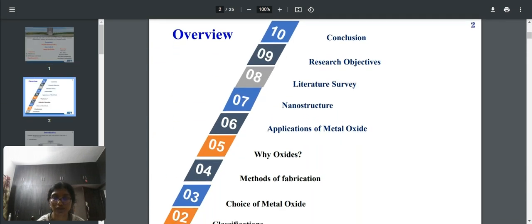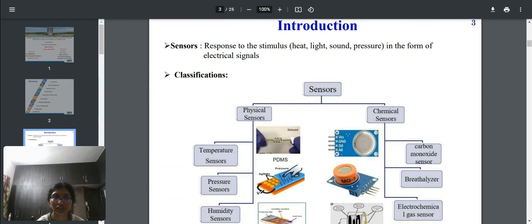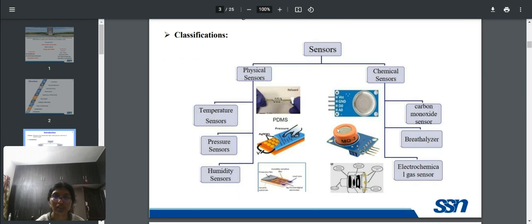This is a brief overview of everything I'm going to be talking about. So, introduction. We all know what exactly a sensor is. A sensor is a transducer device that converts a physical parameter and produces an electrical signal as output. Based on the signal, various inferences can be made. The sensor is classified into two different types based on the quantity that is being measured: physical sensors and chemical sensors.